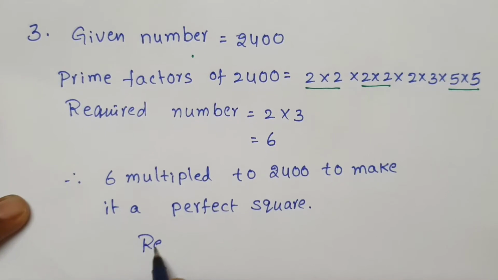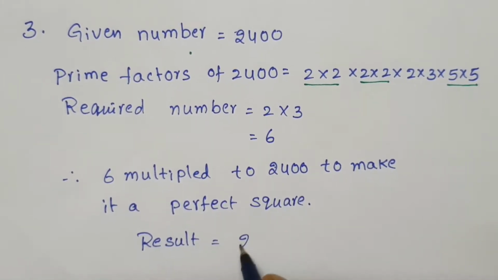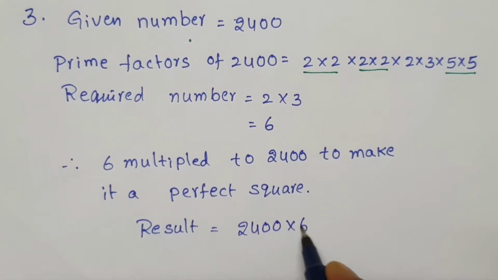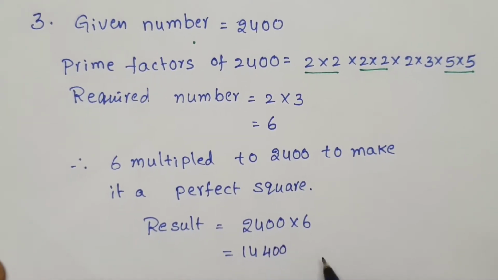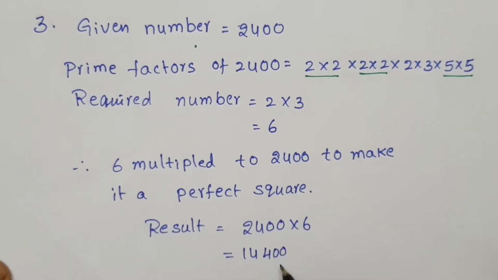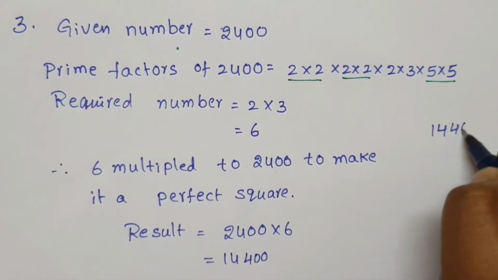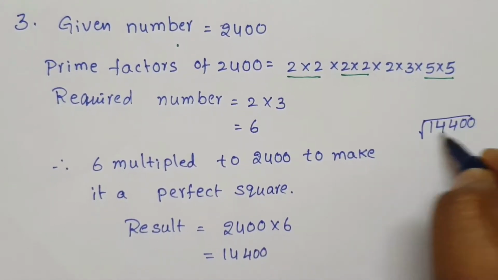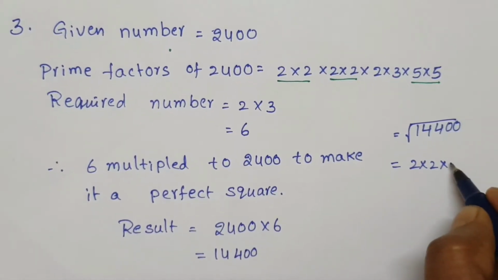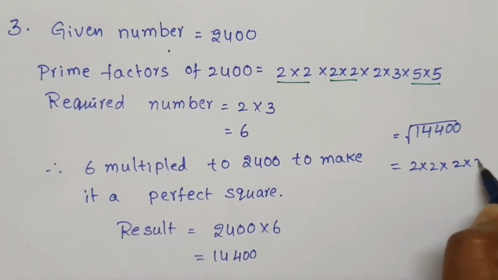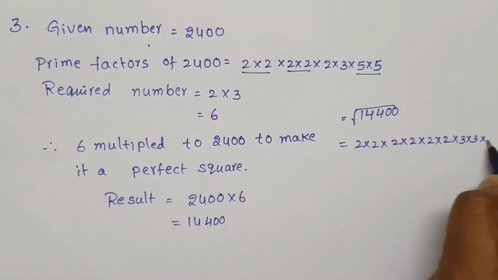And result: how is it made a perfect square? 2400 into 6 equal to 14,400. In that 14,400, do LCM prime factors. 14,400 square root equal to 2 into 2 into, do LCM in that. In that LCM, use all primes. 2 into 2, 2 into 2, 3 into 3 into 5 into 5.